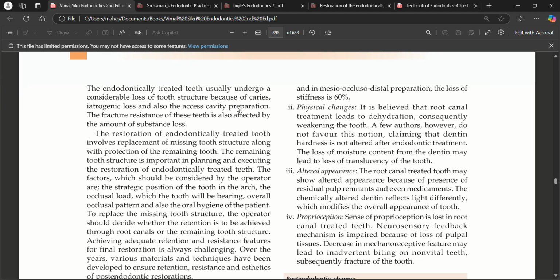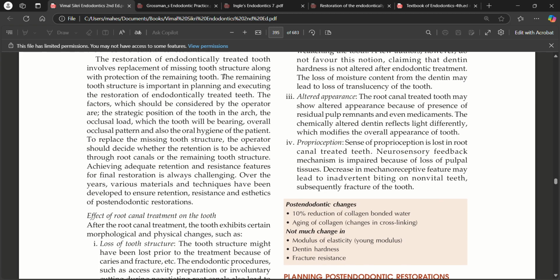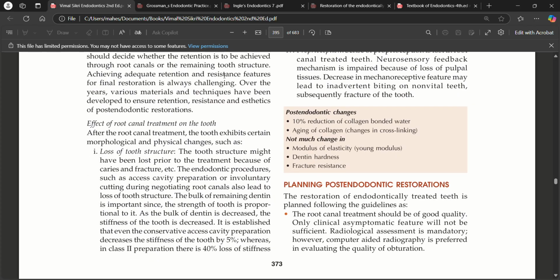Proprioception. The sense of proprioception is lost in root canal treated teeth. The neurosensory feedback mechanism is impaired because of loss of pulpal tissue. A decrease in mechanoreceptive function may lead to inadvertent biting on the non-vital teeth, subsequently causing fracture of the tooth. Post-endodontic changes: 10% reduction of the collagen-bound water, aging of collagen, and changes in cross-linking. Not much change happens in the modulus of elasticity, dentin hardness, and fracture resistance.